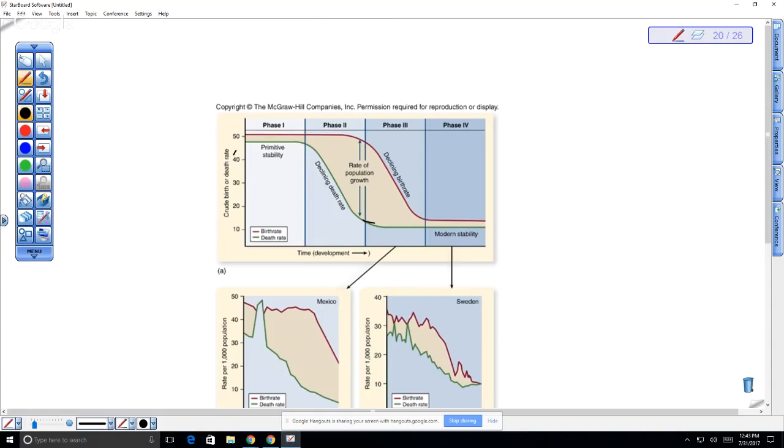And so in Mexico, we can see that it is actually in phase 3, right? Birth rates are starting to decline in Mexico. And that could be because of birth control. It could be because of family planning.